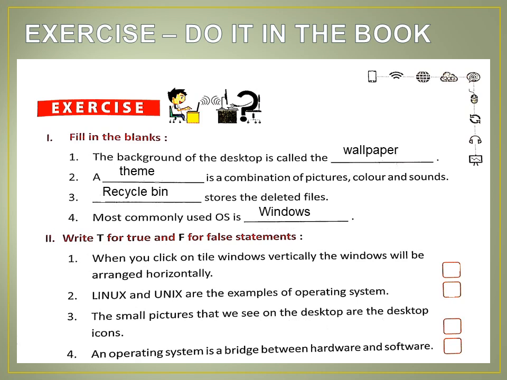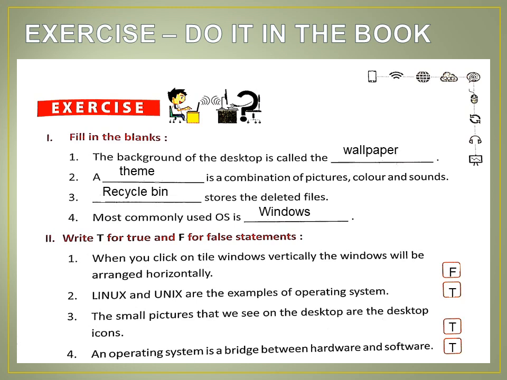And then the second one, that is write T for true and F for false statements. Number 1. When you click on tile windows vertically, the windows will be arranged horizontally. No, this is false. Linux and Unix are the examples of operating system. Yes, this is true. The small pictures that we see on the desktop are the desktop icons. Yes, very true. And the fourth one is an operating system is a bridge between hardware and software. Again, this is true. We have learned that.